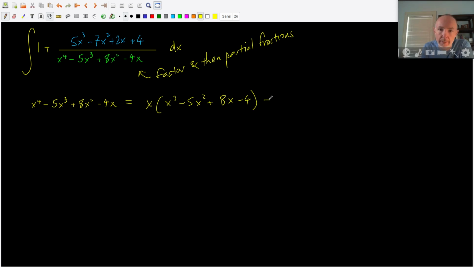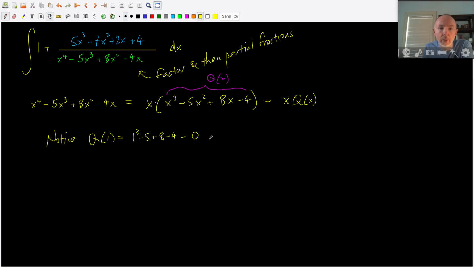And so I'm going to give it a name just so that I don't have to write all of that every time. I'm going to call it x times q of x. So we've got the factor of x in the denominator. Everything that's left here is what I'm calling q, just so I don't have to rewrite it. Okay, so notice, and this is a trick that can be helpful, I know this because I built the problem, that q of 1 is equal to 0. It's 1 cubed minus 5 plus 8 minus 4. That's 9 minus 9. That's 0. So this is something I noted before. What we know is that x minus 1 is a 0.